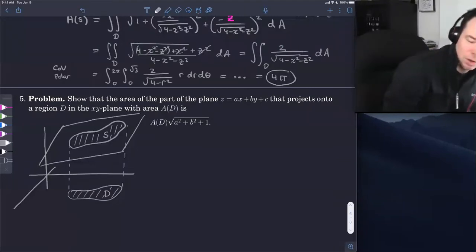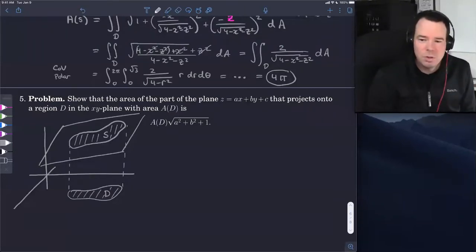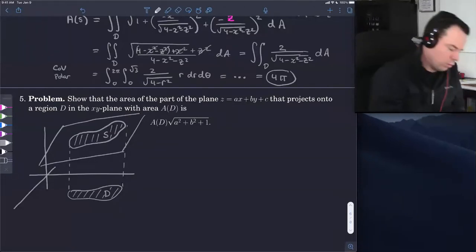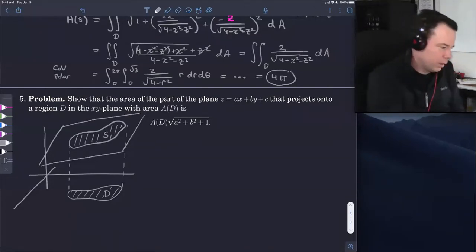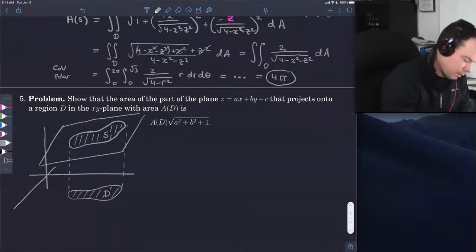So that's the thing you want to keep in mind, is that the relationship between these two areas should be related to the normal vector to that plane. And that's what we're finding in this formula, is that it actually is related to the normal vector in this plane. So let's get a feel for what this integral is going to give us.